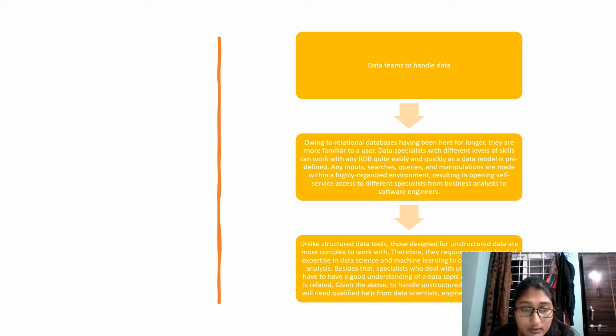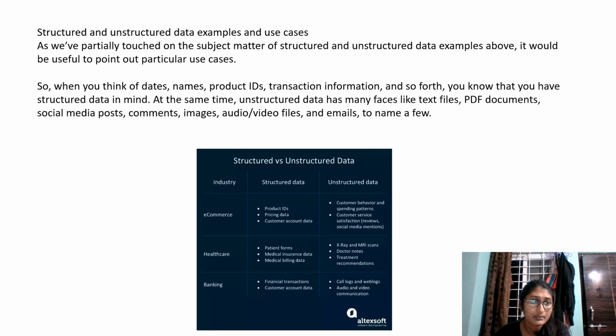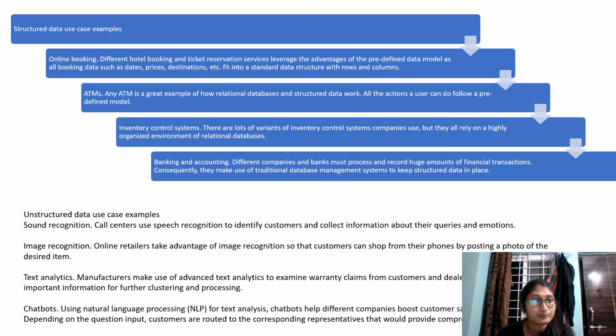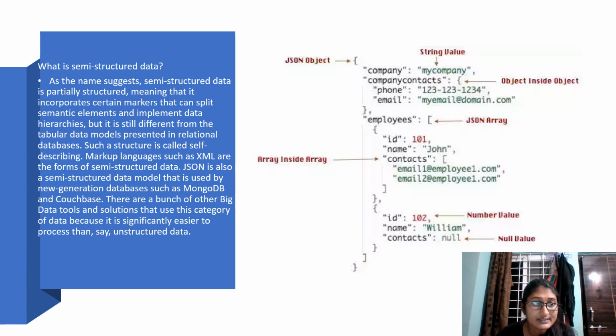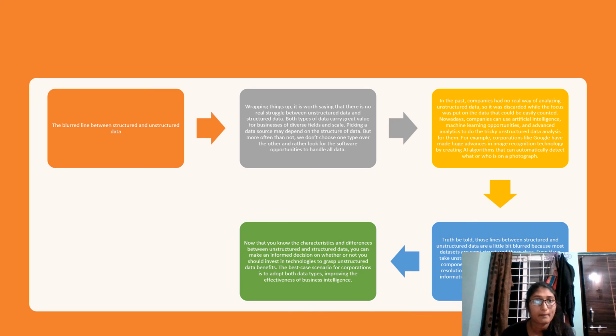Data teams handle data owning, and there is a flowchart of likely and unlikely data types, structured and unstructured data examples and use cases. Look at the structured and unstructured examples, have a glance and get an idea about it. Examples and more examples. And there is semi-structured data, which gives the syntax of the code, which is structured. It blurs the line between structured and unstructured data.